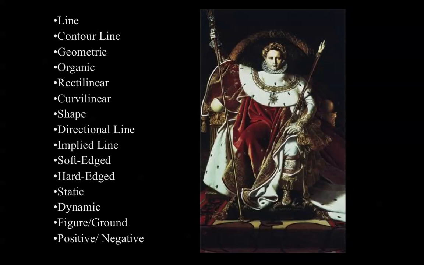This is a painting by a French artist named Ingres of Napoleon enthroned. And here I would say, when I first see it, I'm very aware of the lines of the two staffs that he has in either hand, and that these two very linear forms create a V shape in the center of the composition. I'm also very aware of curvilinear forms that go through it as well.